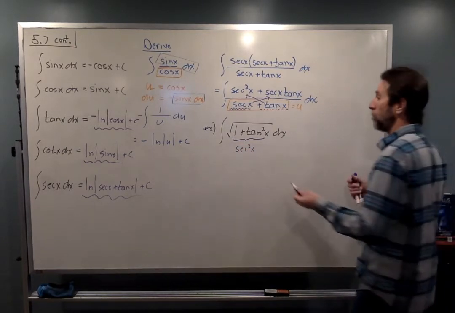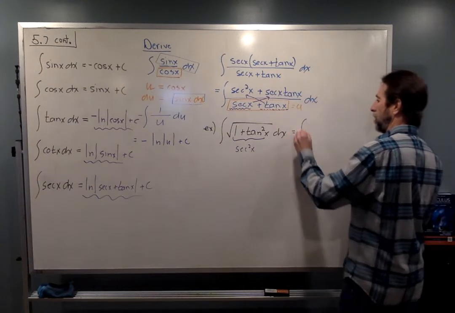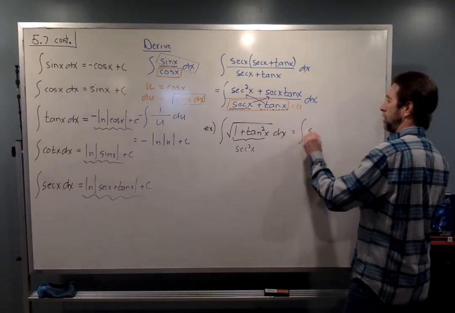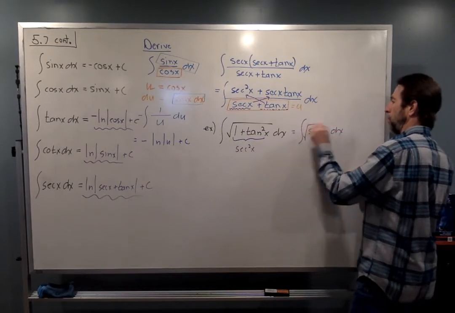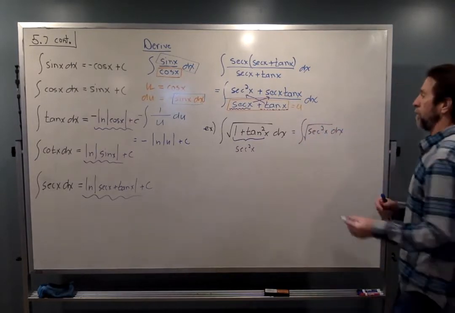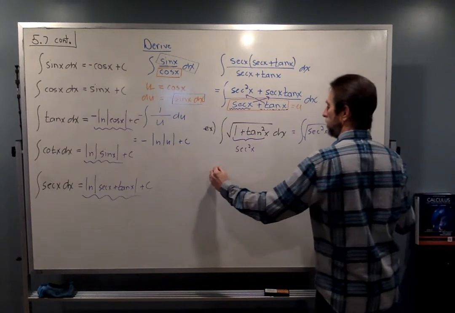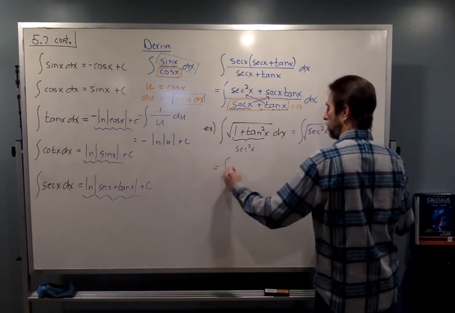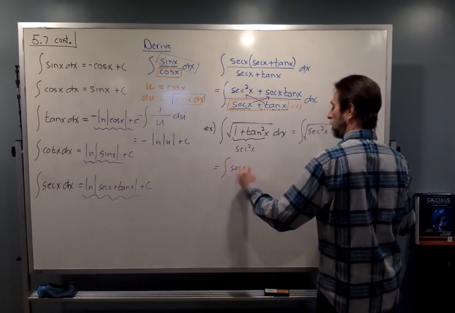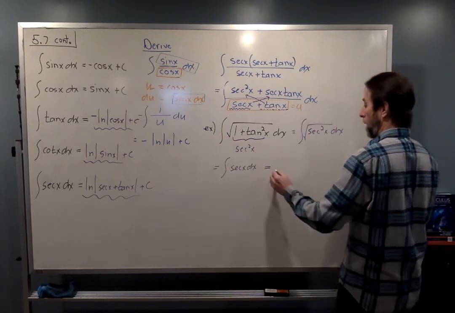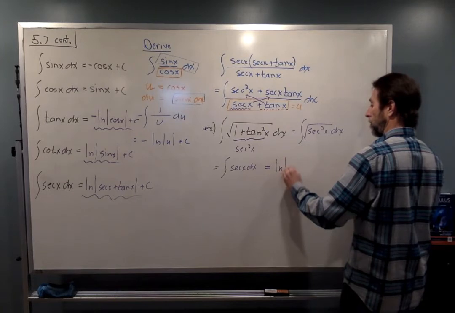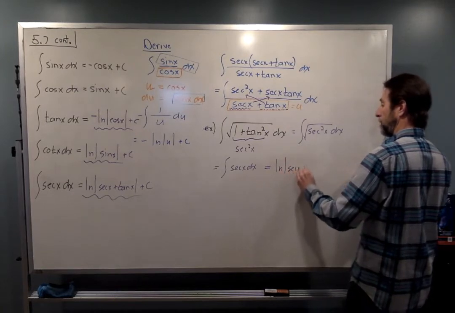So now, all I'm really doing is integrating secant squared. Put the square root of that. But the integral of the square root of secant squared would be the integral of secant. And the integral of secant, we now know, is the log of secant of x plus tangent of x.